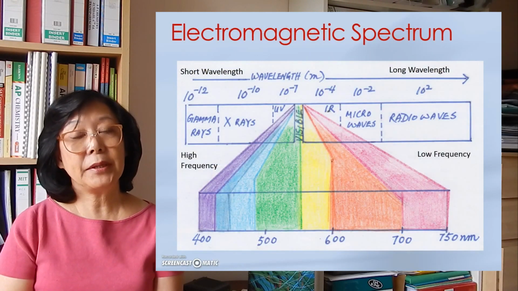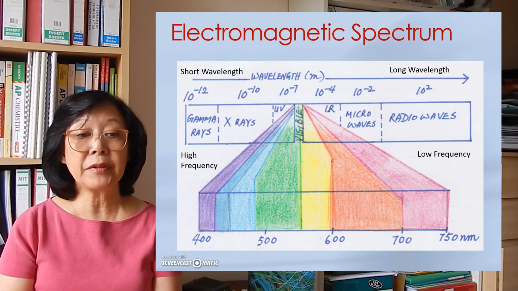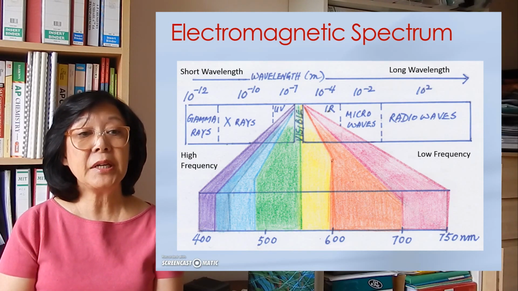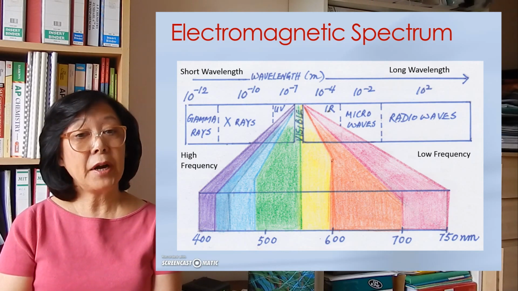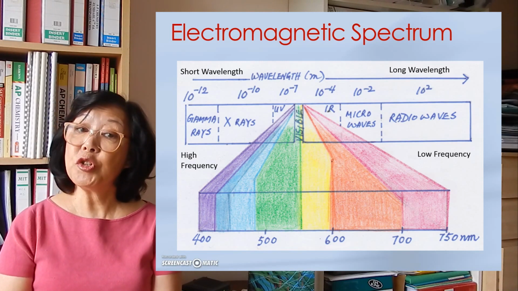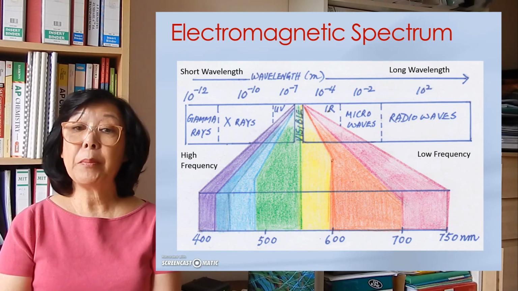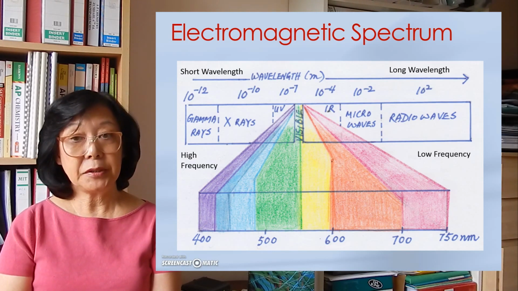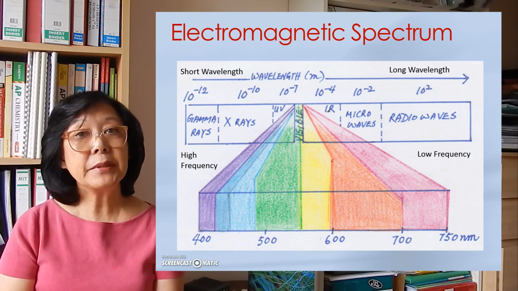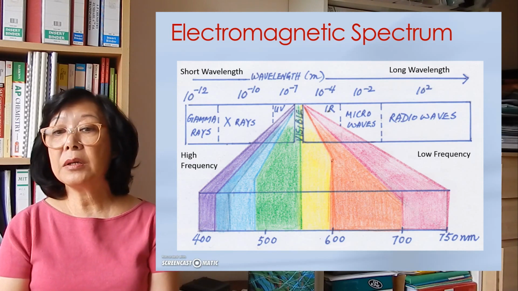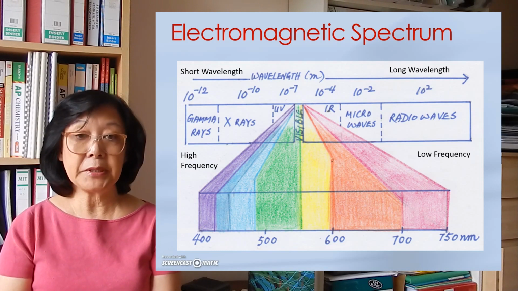Now when we look at the electromagnetic spectrum, there are several parts to it. Starting with the left-hand side, we have the high energy, high frequency gamma ray, followed by X-ray, followed by ultraviolet, followed by the visible region, which is the colors that we see, followed by infrared, followed by microwave and radio waves. Now on the gamma ray side, you will notice there are short wavelength, high frequency, high energy. On the other side of radio waves, you will notice long wavelength and low frequency.